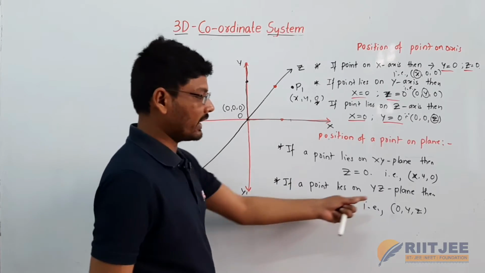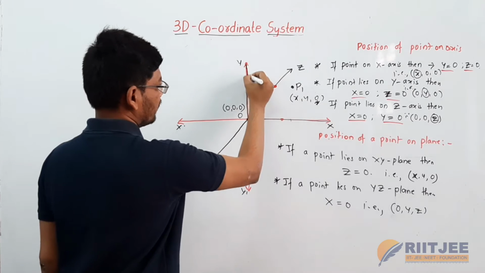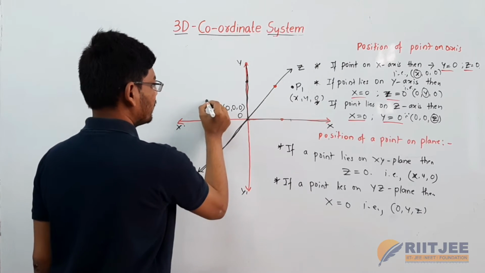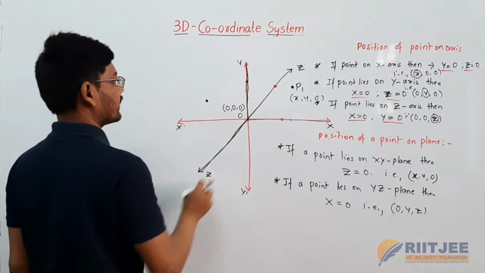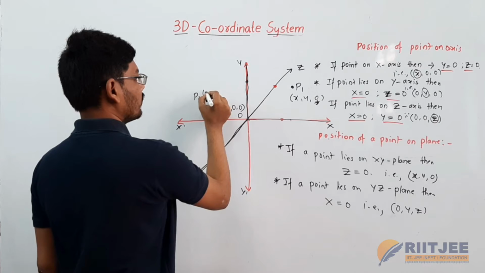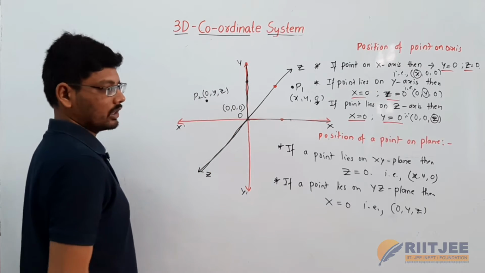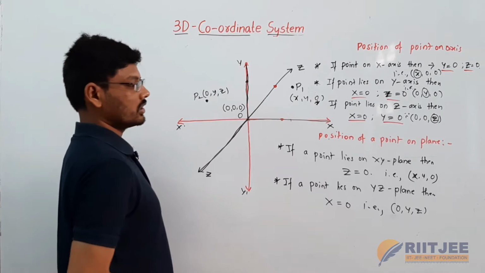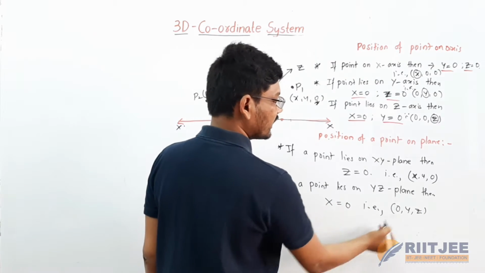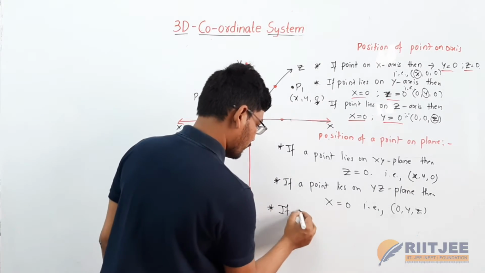This is the position on the yz plane. Here I am taking a point, this is P2, and P2 is 0 comma y comma z. Here the x coordinate will be 0. If the point lies on the yz plane, then x is equal to 0, that is 0 comma y comma z.